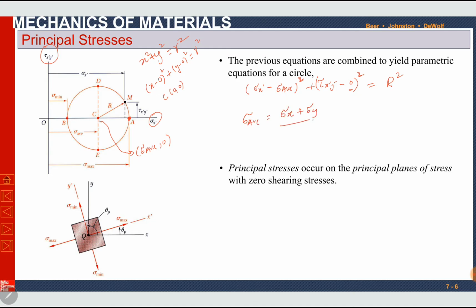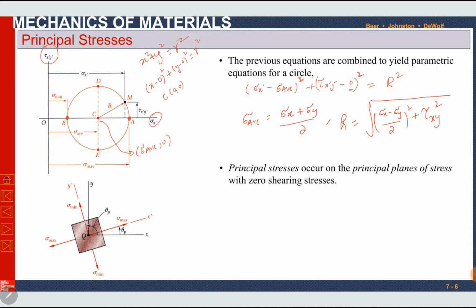For this circle let me first tell you that sigma average, we have defined it earlier, is sigma x plus sigma y by 2, and R is square root of sigma x minus sigma y divided by 2 square plus tau xy square. These 2 points A and B are denoting the maximum and minimum normal stresses. There is no stress more than sigma A, and there is no stress lesser than sigma B on this circle. Sigma A is maximum normal stress, sigma B is minimum normal stress. But remember that at both these points shear stress is 0.